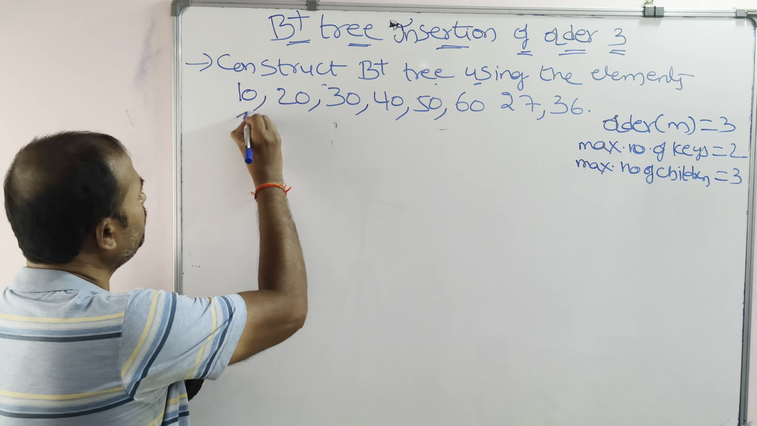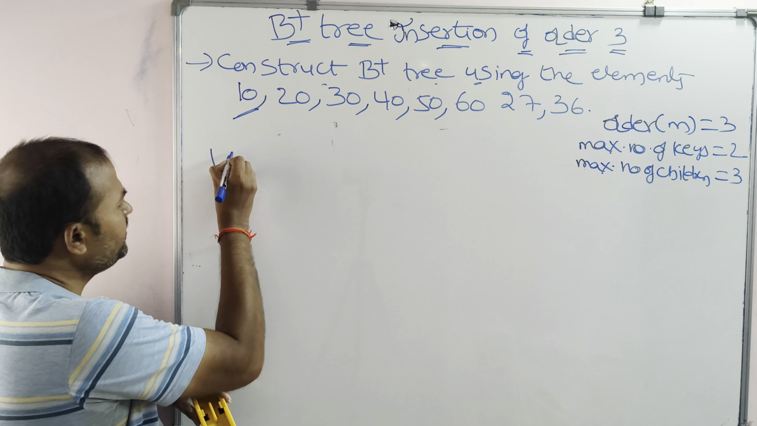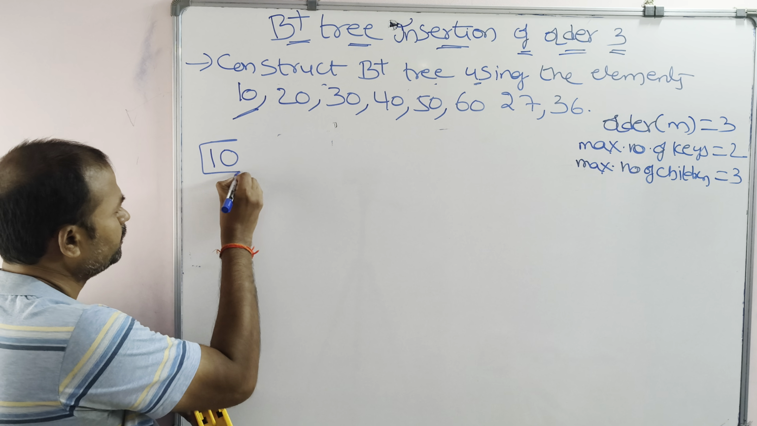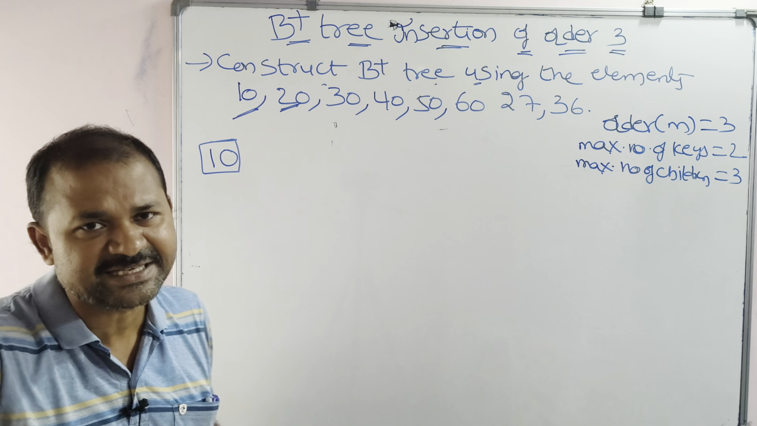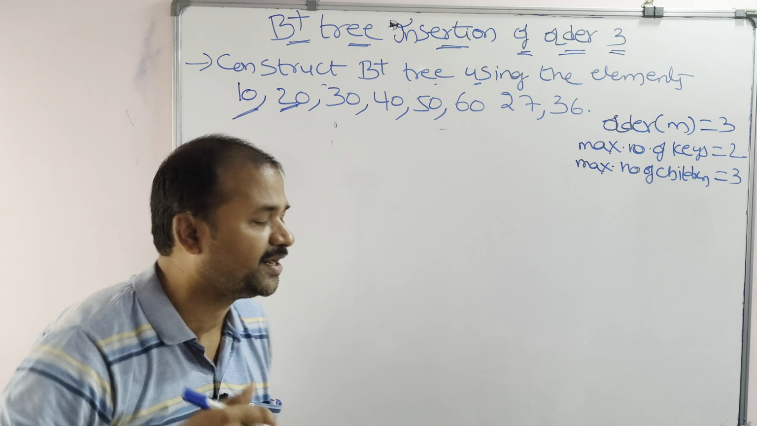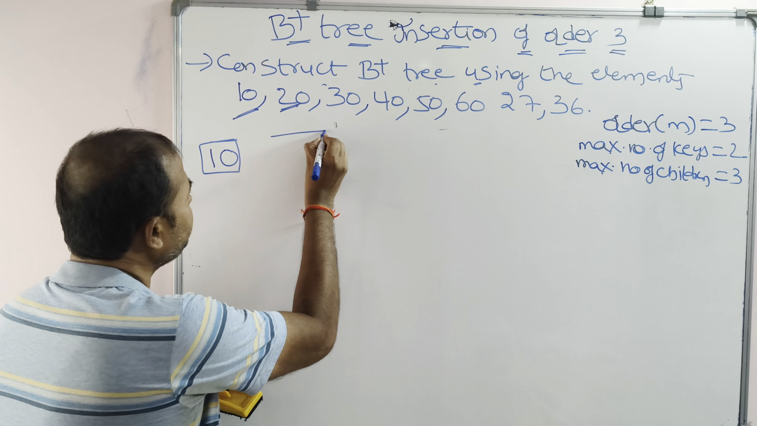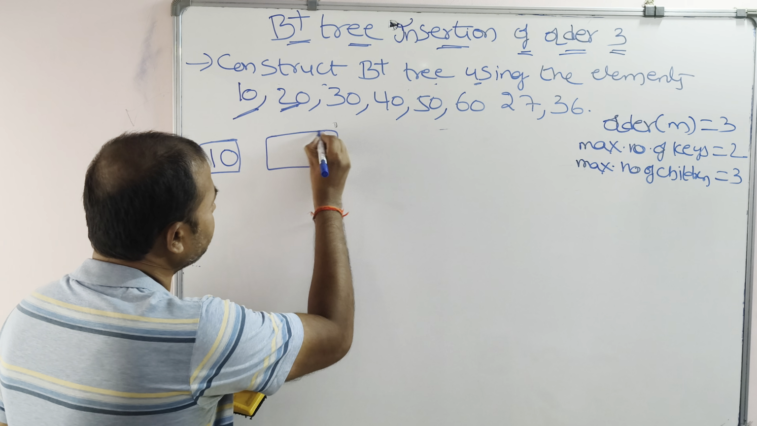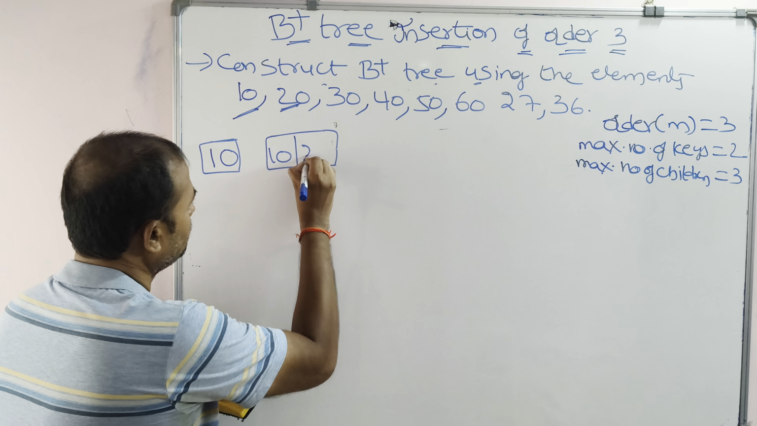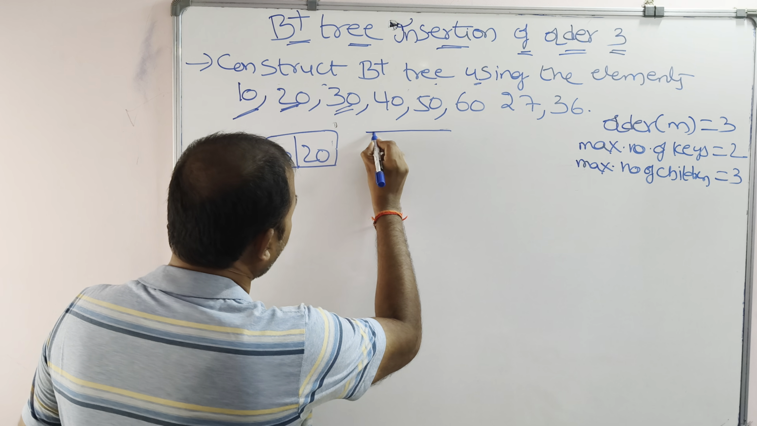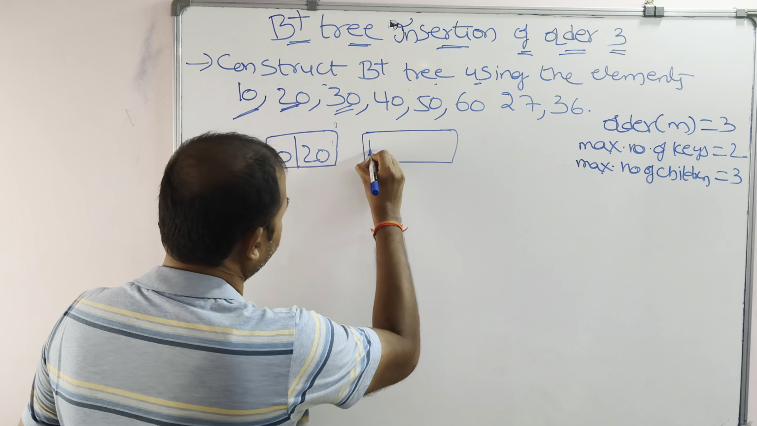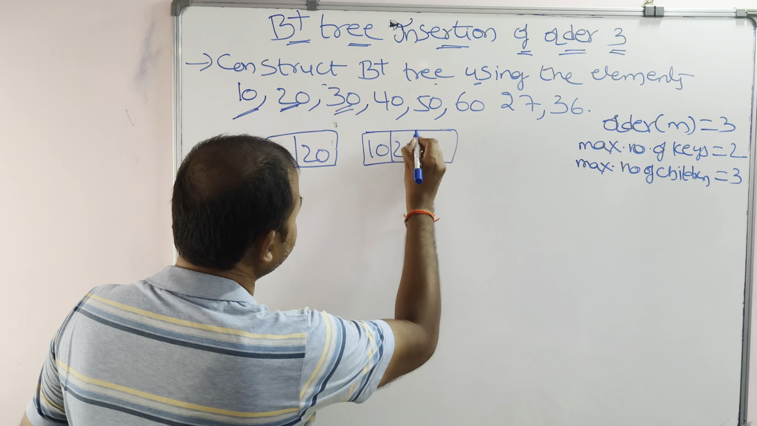Here what is the first node? 10. So 10 will be inserted in the leaf node. Next element is 20. Here the keys are stored in ascending order. So after 10 we have to store 20. Next key is 30. We have to store it in ascending order. 10, 20, 30.